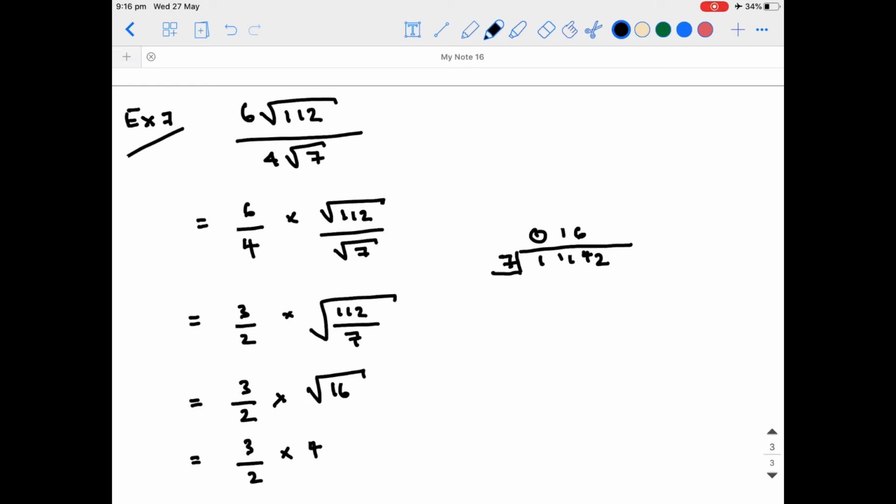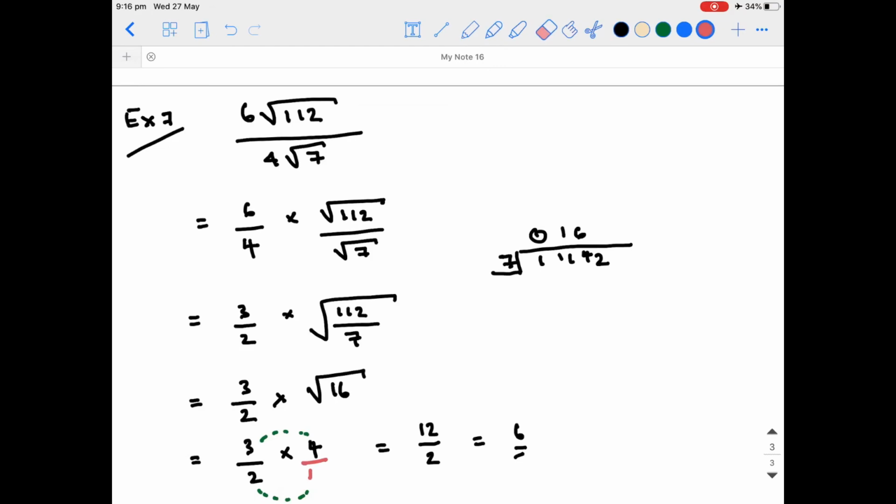Now, if you don't like the fact that the 4 is not written as a fraction, what you can do is write divide by 1, because we know that 4 divided by 1 is just 4. And then in the same way as when you multiply fractions, you do top times top. 3 times 4 is equal to 12. 2 times 1 is equal to 2. So that becomes 12 divided by 2. And I know that 12 divided by 2 is 6.